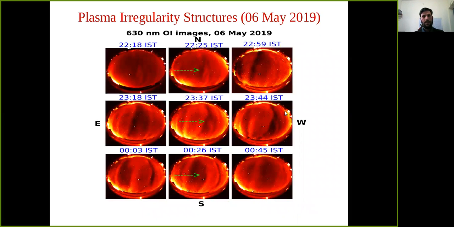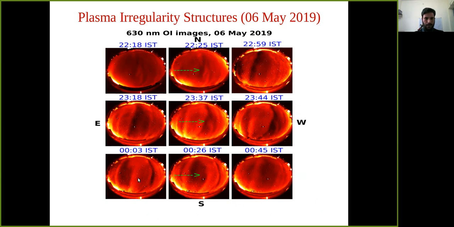Similarly, we have the plasma irregularity structures observed on 6th May 2019. These are similar kind of images to those shown for 5 May 2019, that is, these are 630 nanometer OI images. Top is north and right is west. Again, we see the image here with three branching kind of structures in the initial stage, and here another irregularity structure, that is the plasma depletion structure, which later bifurcates into two, and it again continues to propagate towards the westward direction.